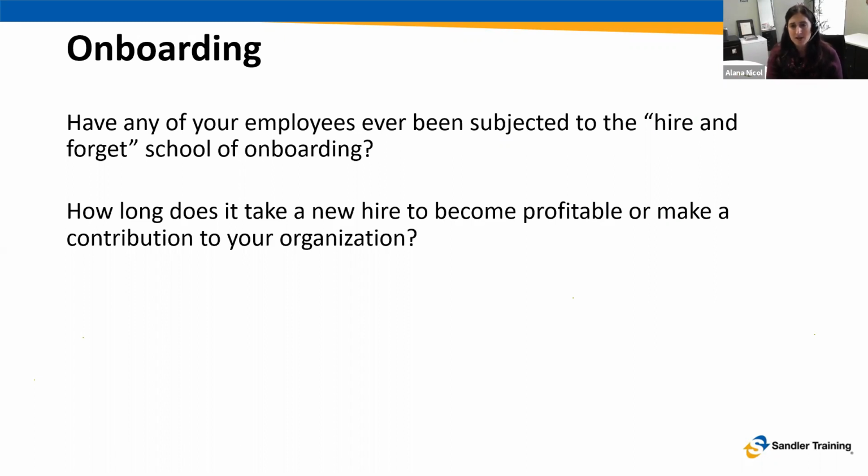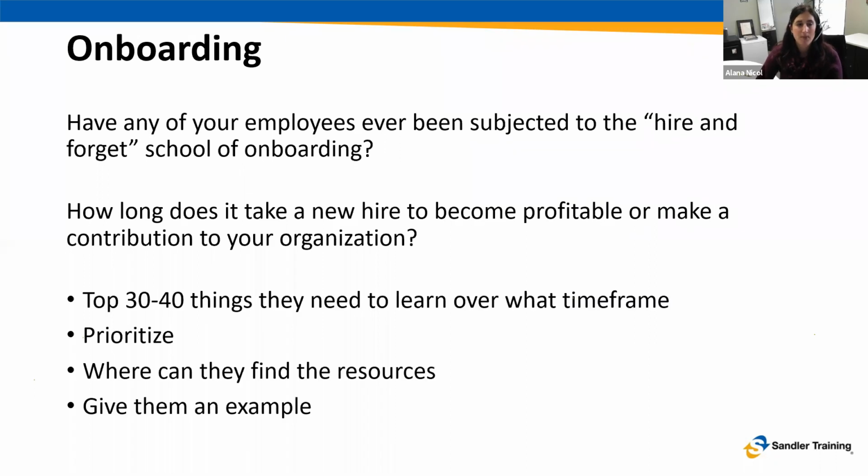Okay, Bob is our top guy. Just shadow Bob. You're going to follow Bob around. Just watch what he does. Do exactly what he does, and you'll be fine. Not an effective way of onboarding. So let me give you a couple of tips when it comes to onboarding.